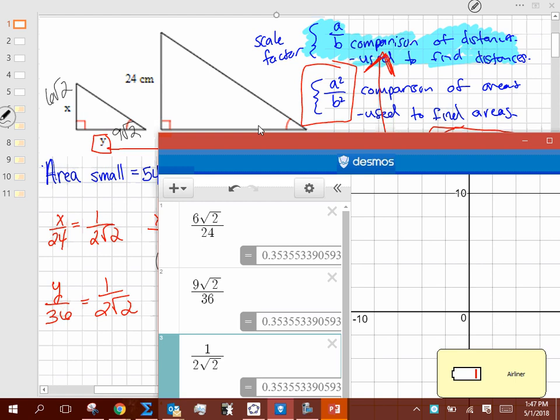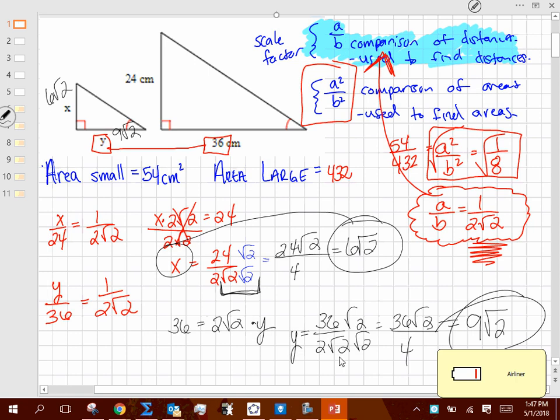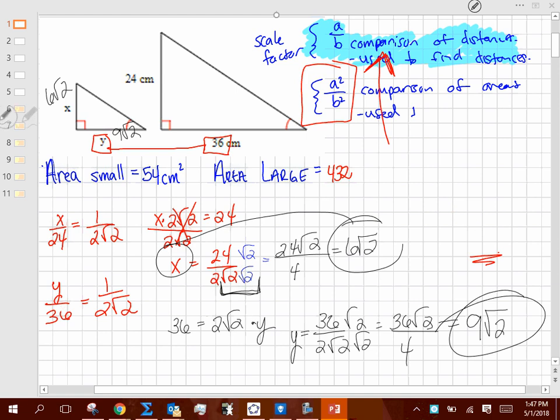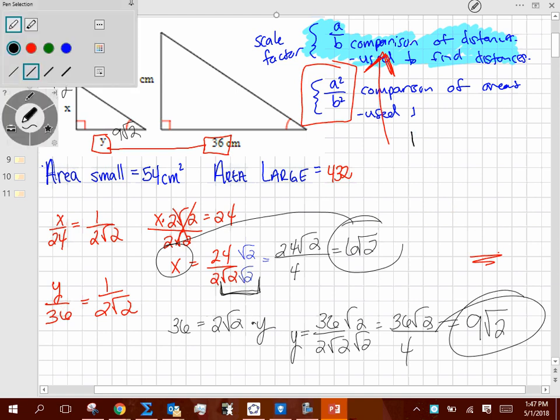Yes, Jeff? Because when we had here that 54 divided by 432, that was the comparison of areas, right? Those will reduce. 54 goes into 432 8 times. So it gives me 1 over 8. And 1 over 8 is your A squared over B squared.